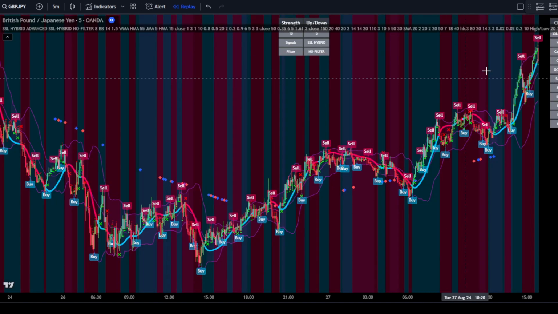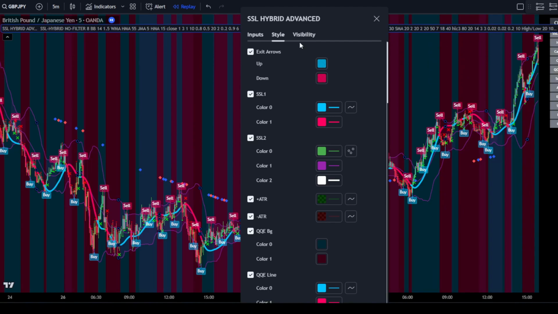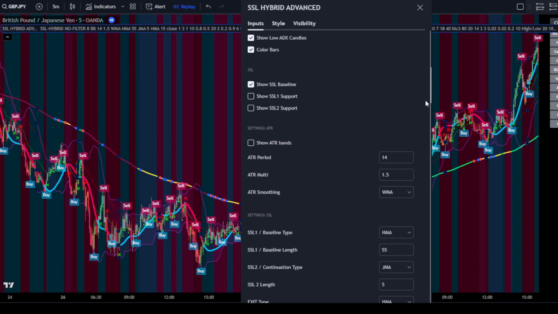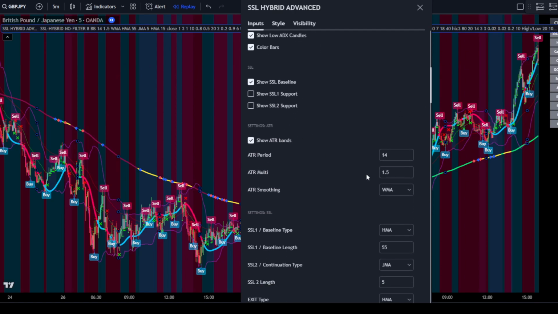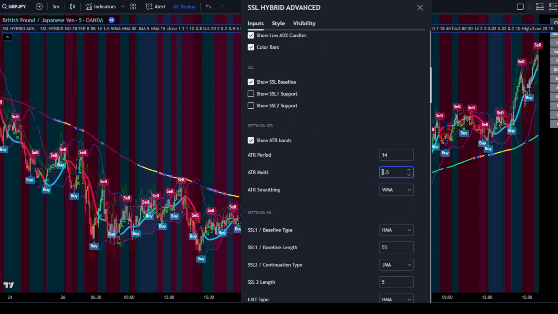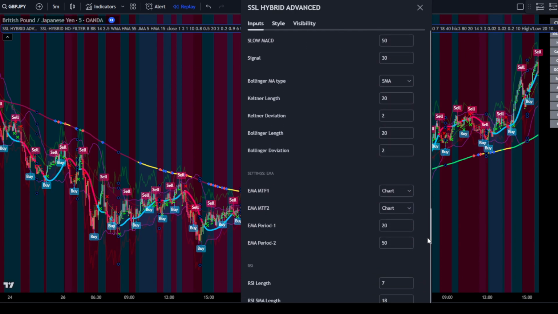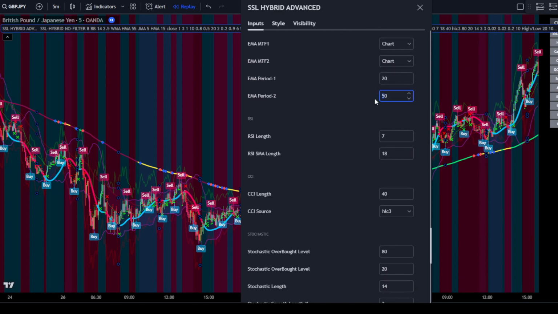Now, adjust the settings of the SSL Hybrid Advanced Indicator. In the Input tab, enable the box for Show EMA 200 with ADX. Then, enable the box for Show MTF EMA. Also, enable the box for Show ATR bands. Next, set the ATR multi-value to 2.5. In the EMA settings, change the EMA period 2 value to 60.